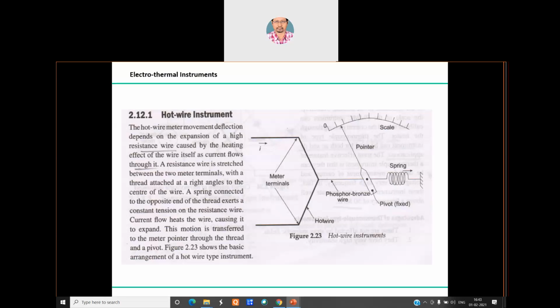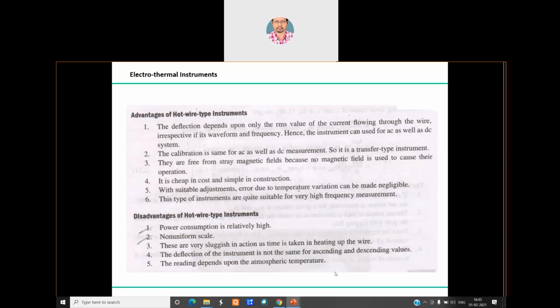Clear? So that is the thing: the spring connected to the opposite end of the thread exerts a particular amount of tension that depends on the amount of current. That's how the hot wire instruments work. Clear? Let's see some advantages and disadvantages.